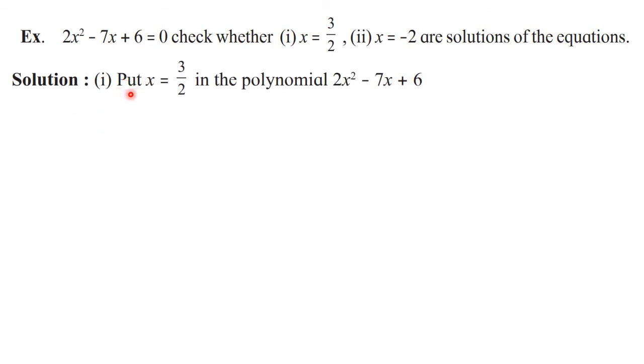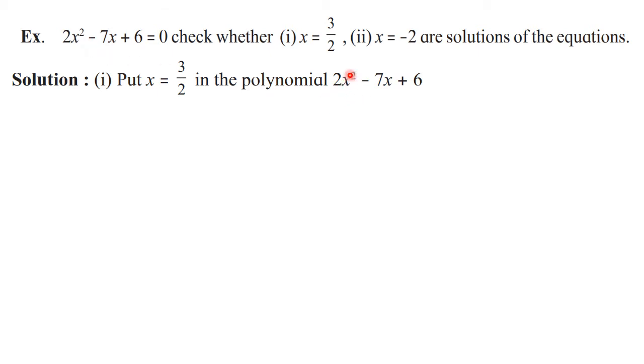So see, put x is equal to 3 upon 2 in the polynomial. Means what? Only the left hand side. You are not going to take the equation, you are not going to consider the right hand side. In place of polynomial, you can also write the word LHS. That is, put x is equal to 3 upon 2 in the left hand side of the equation, or you can say polynomial.